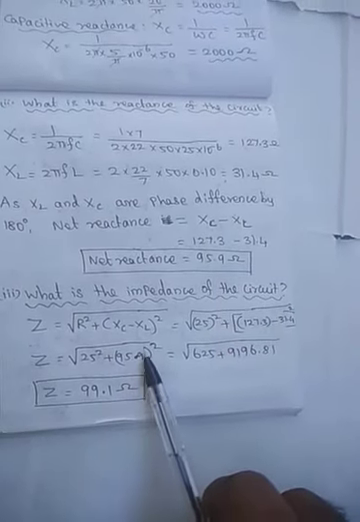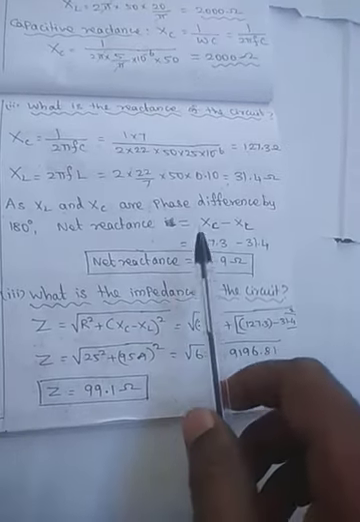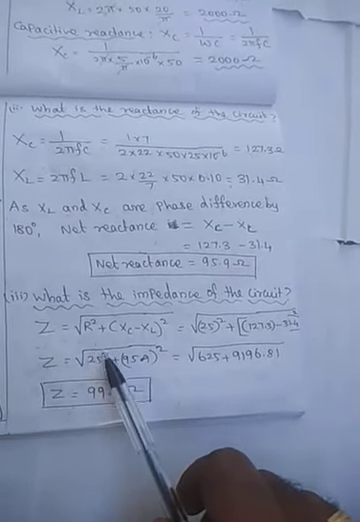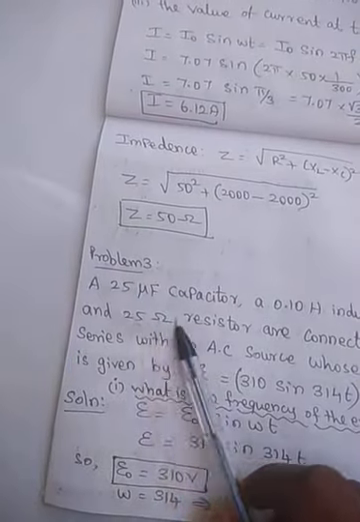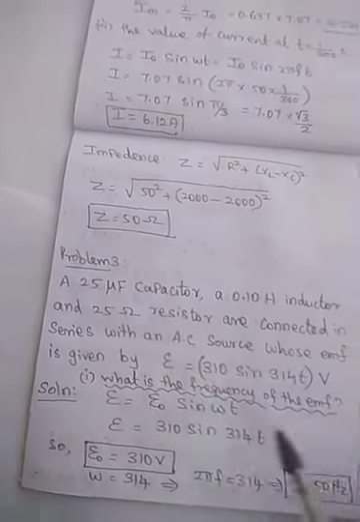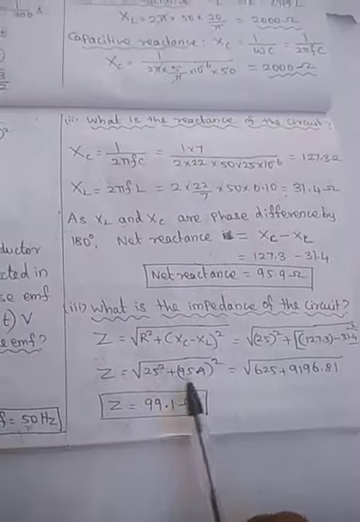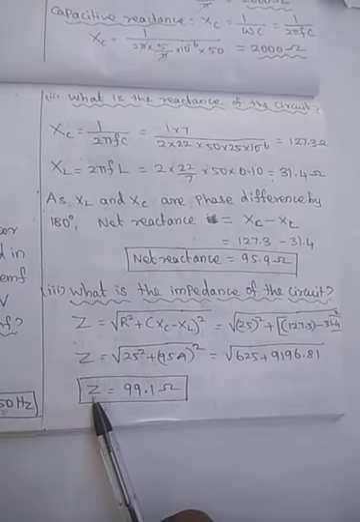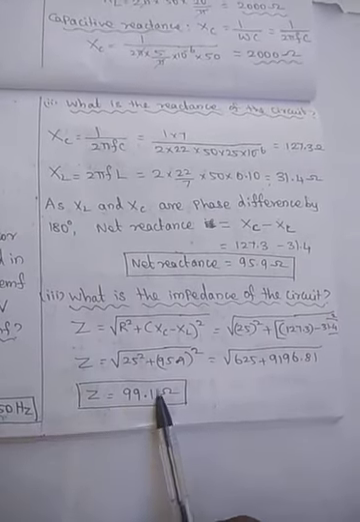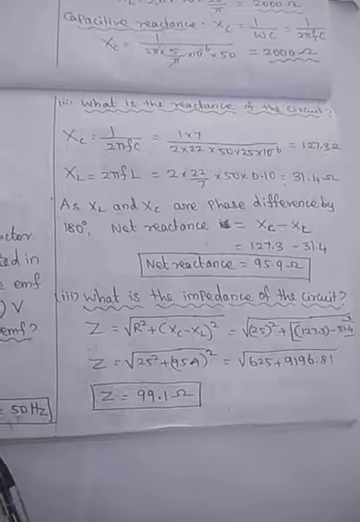So we get 95.9 ohm the whole square, and 25 is the given resistance value. In the question itself, 25 ohm is given as the resistor value. Substituting these values, we get an answer: the impedance of the circuit is 99.1 ohm.